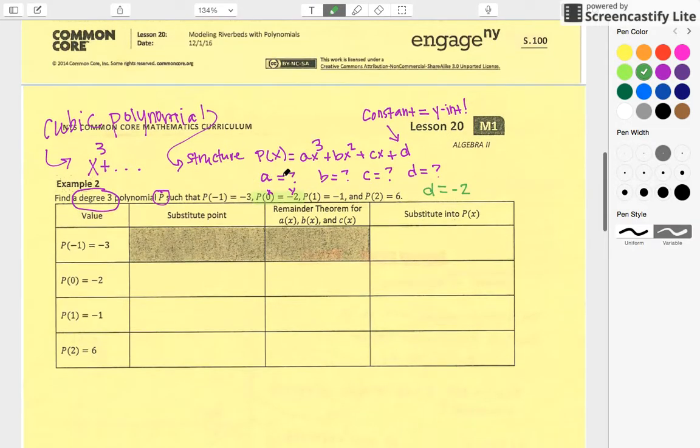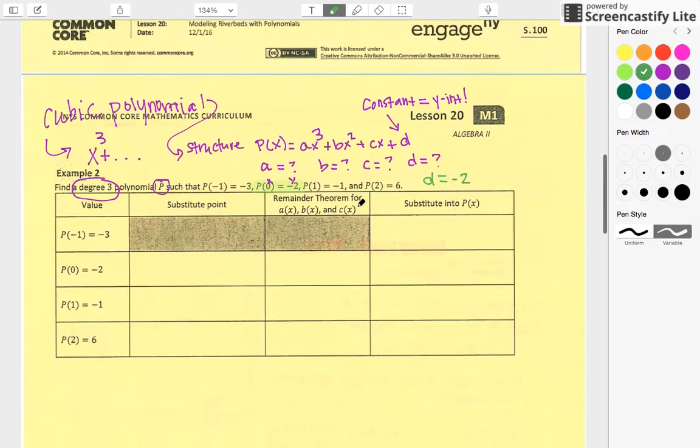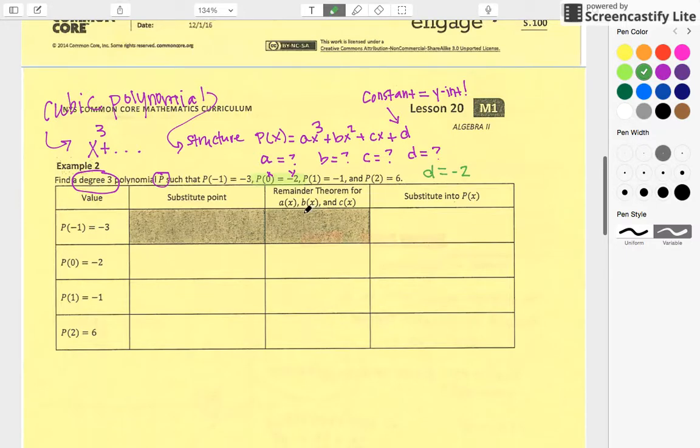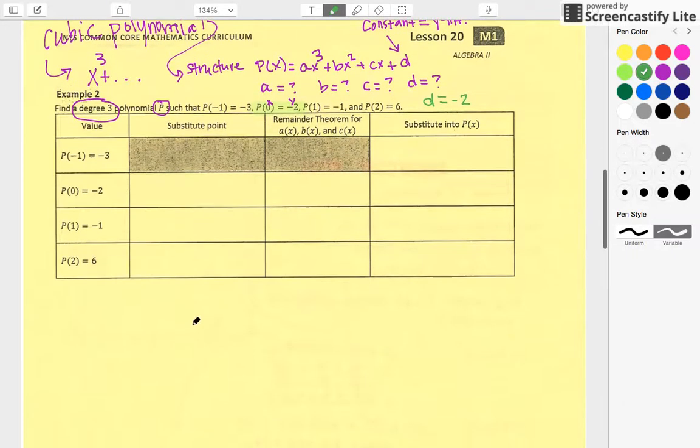Now the hardest part is probably finding what a, b, and c are. So we're going to use systems of equations to help us figure that out. So I'm going to write some space down here. And the way we're going to do this is we're going to use each one of these points. But let me rewrite this structure one more time, this time with -2 as d. So here's our structure again. We have p of x is equal to ax cubed plus bx squared plus cx minus 2.